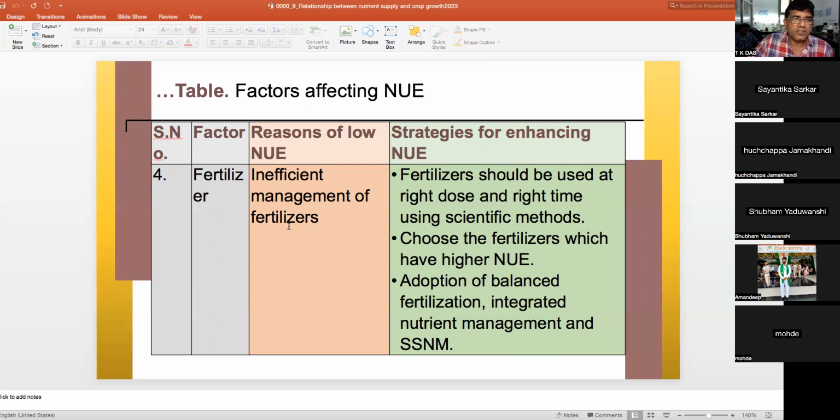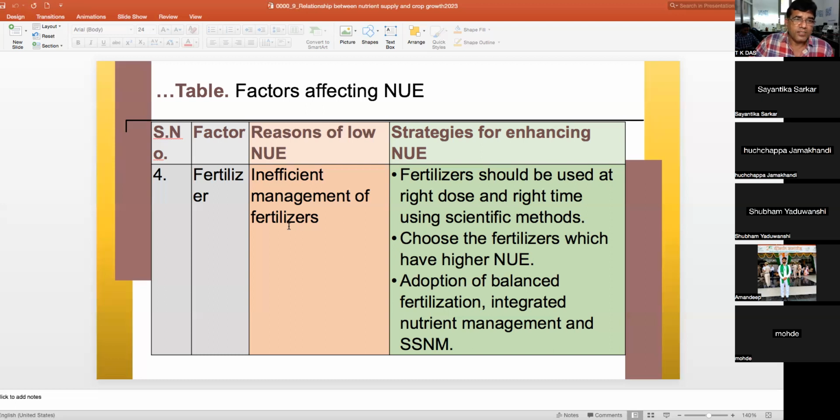So all these fertilizer management factors affect the nutrient use efficiency. Or for example, application of water. Many times farmers apply nitrogen or urea, and then they apply water. The fertilizer will wash away. Leaching can be there. Urea can be leached down. So simple management of water is also important. So inefficient management of fertilizer or nutrient will affect the nutrient use efficiency. So fertilizer should be used at right dose and right time using scientific methods. Choose the fertilizer which has higher nutrient use efficiency.